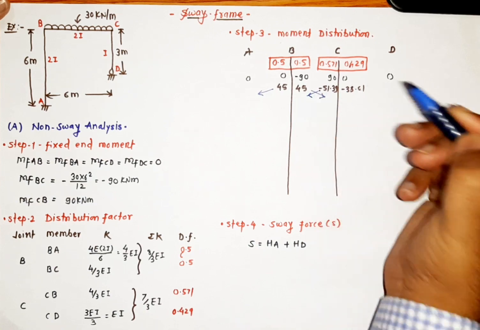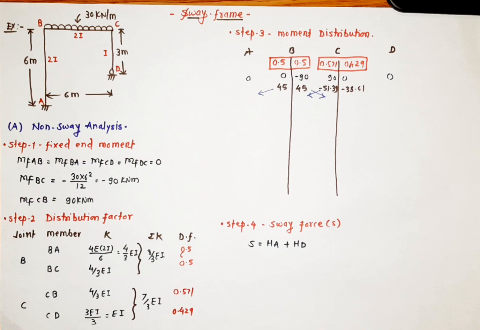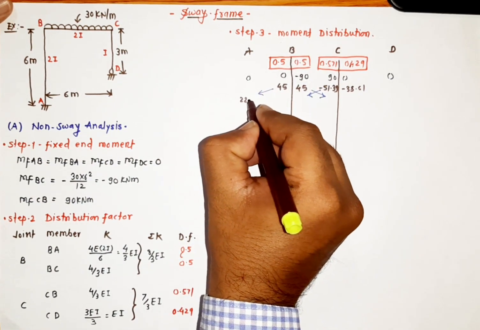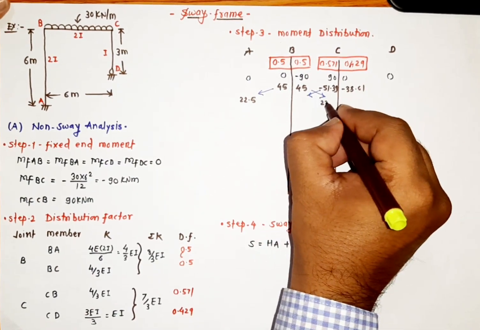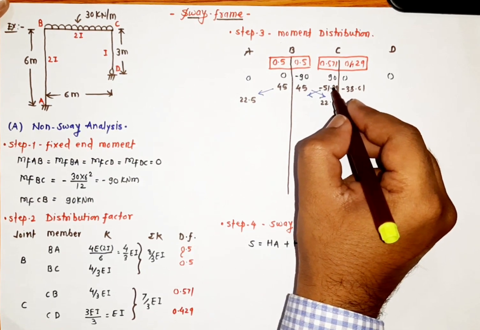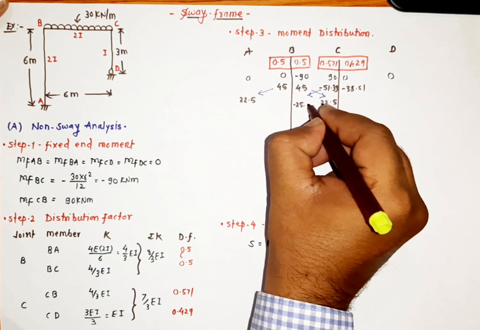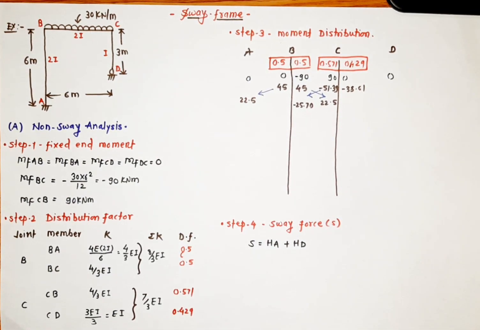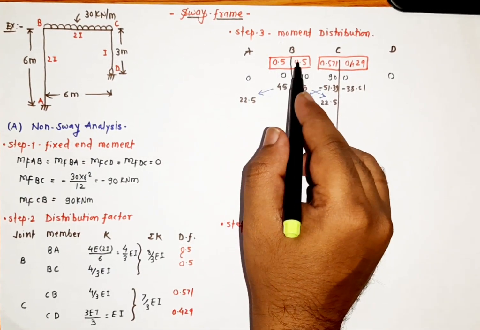Yes, we will transfer from C to the B also. But from C to the D, no, we cannot transfer. That's why 45 divided by 2 is 22.5. This is 51.39, it is minus. Now next, we have to multiply this 25.70 by 0.5 and 0.5.